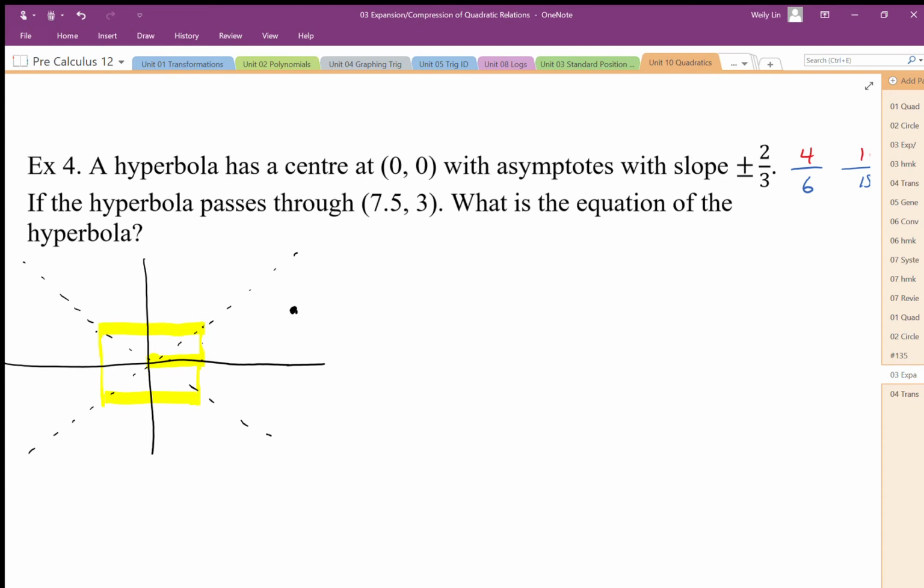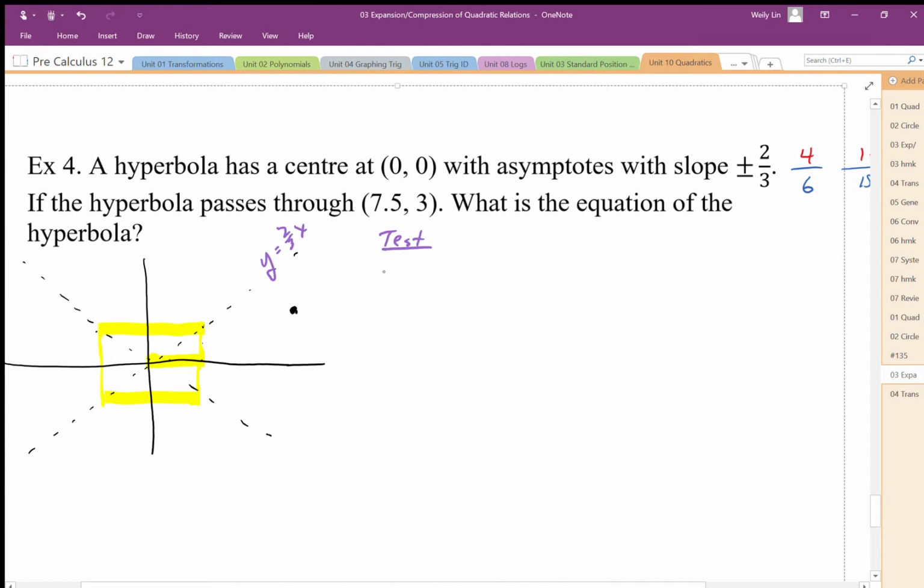Well, what I could do is a test. This line is y equals 2 over 3 x. And really I just need to test, is this point above the line or below the line? So I'm going to test the coordinate, where y is equal to 3, and I'm going to calculate the y coordinate on the line when x is equal to 7.5.